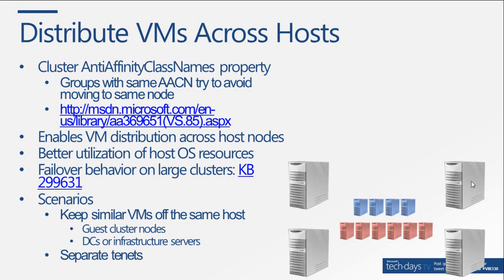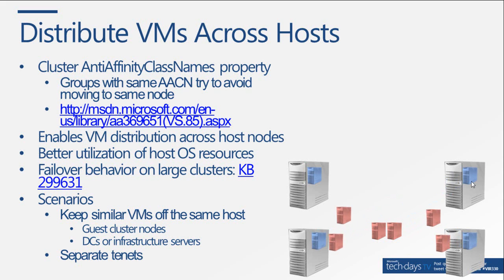So there is this registry entry called the antiaffinity class names property, which allows you to basically have machines with the same AACN, or antiaffinity class property, not be on the same host. We're going to try and keep them off the same host, so it's also a great way, when a cluster starts up, to do load balancing. So, if we have 4 virtual machines in that particular cluster, when the cluster starts up, those 4 virtual machines will get evenly distributed across the 4 hosts.